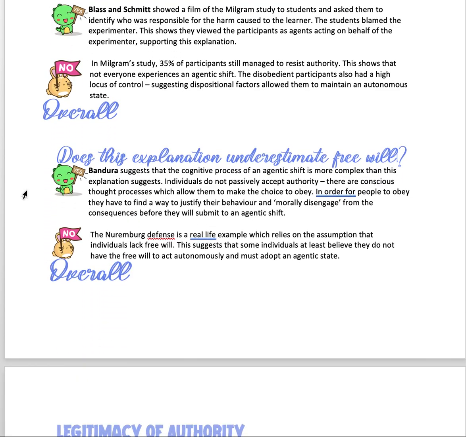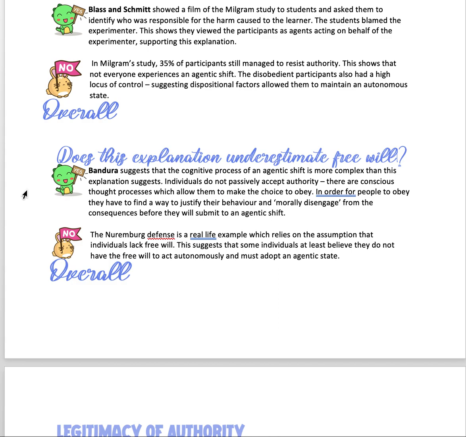Also, you could argue that this explanation underestimates free will. Bandura is saying it does underestimate free will. So it's a criticism of the explanation. It's saying that not everybody passively accepts authority. They find a way to justify their behaviour and they can morally disengage.